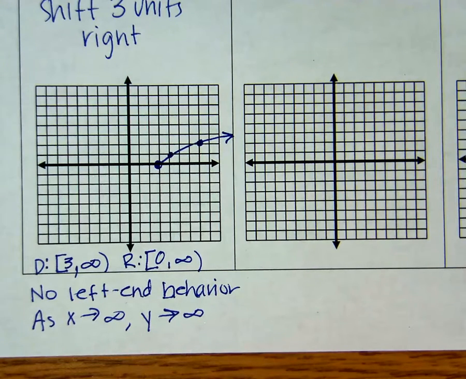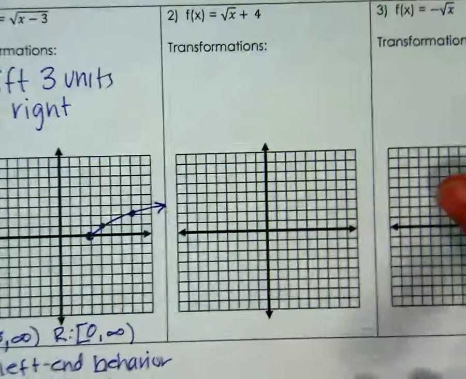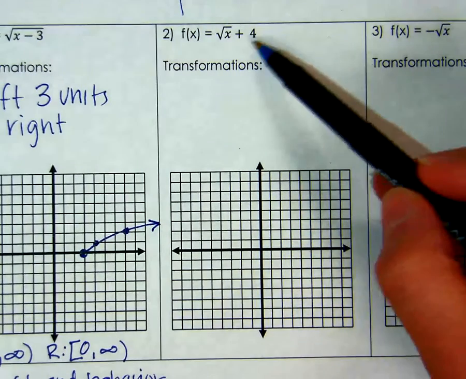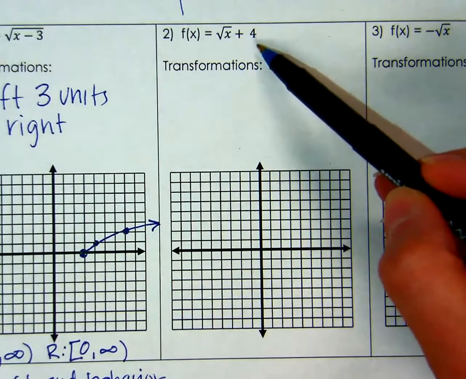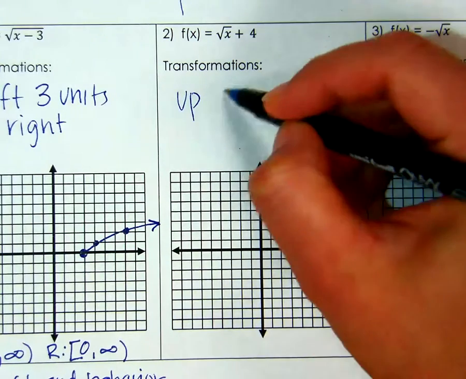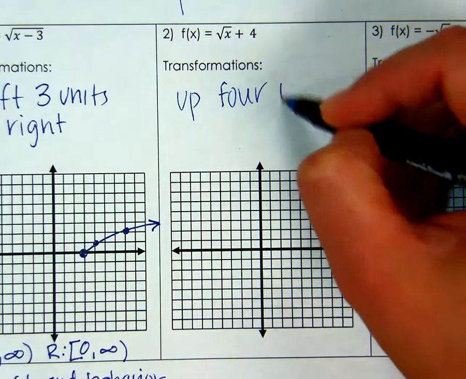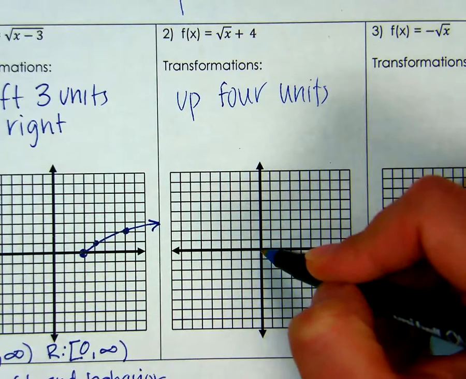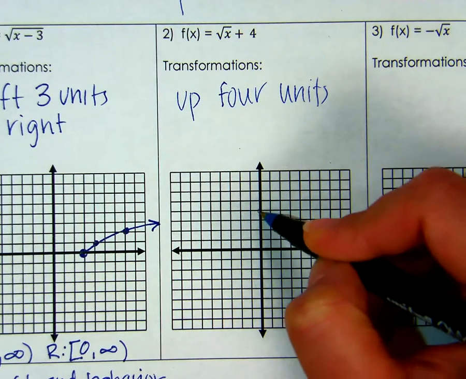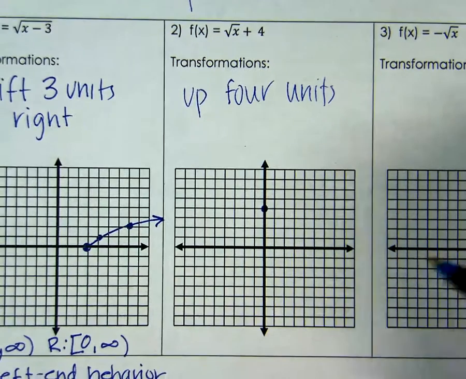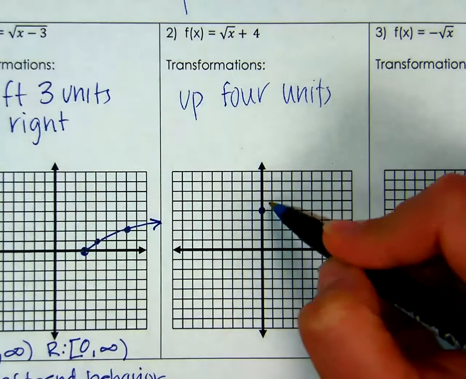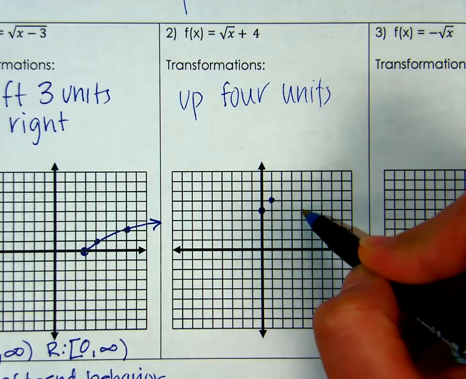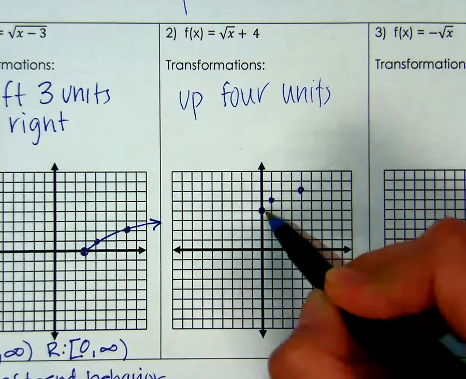Looking at number 2, I have the square root of x plus 4. When it's outside the radical, that's my vertical shift. So this is going to be up 4 units. So my vertex at the parent function 0, 0, I'm going to go up 1, 2, 3, 4 and put my new vertex. From there, follow the pattern. Over 1, up 1. Over 4, 1, 2, 3, 4, up 2. You can create the square root function.